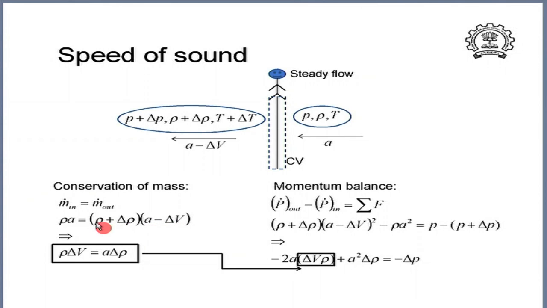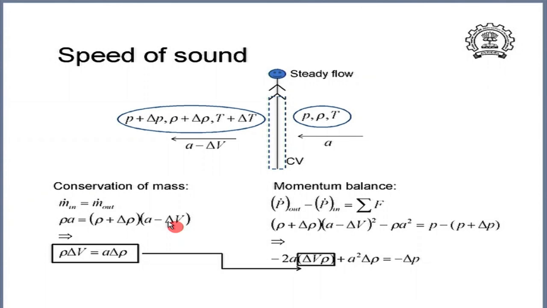What you end up doing here is, on the right hand side, you open up these brackets, and in doing so, you will see that there will be one term which will involve the product of delta rho times delta V. Now, remember that as far as the sound wave is concerned, by definition we said that delta P, delta rho, delta T and correspondingly delta V are all infinitesimally small. So the product of these infinitesimally small terms is going to be even smaller, and therefore, we end up neglecting terms like delta rho times delta V.